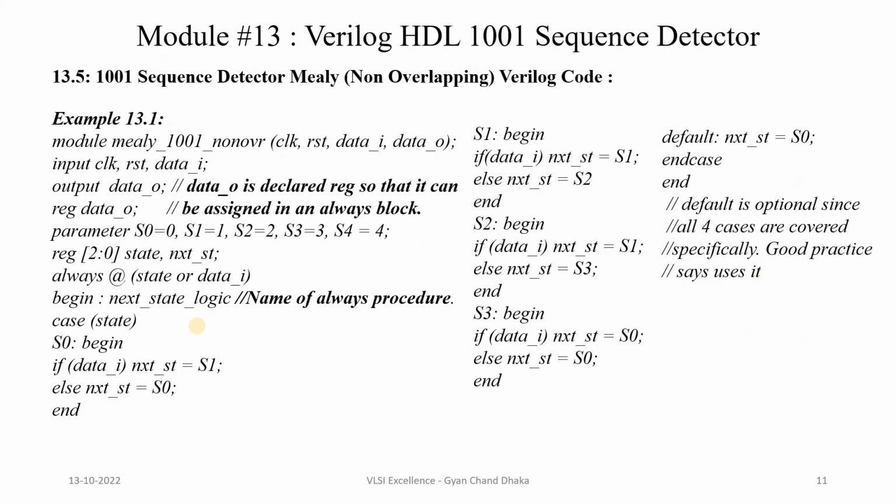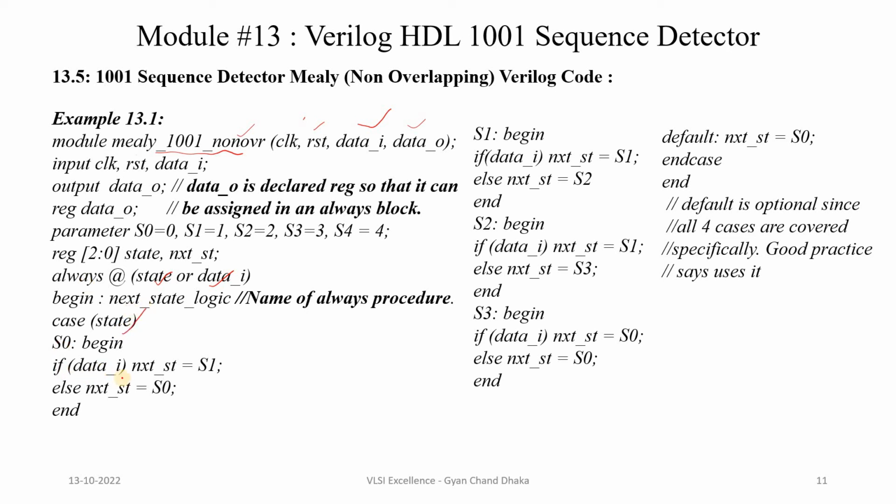Now let's see the Verilog HDL code for this FSM. Here we have the Mealy type of 1001 non-overlapping sequence detector. The clock, reset, data in and data out are our ports. Here we first code our next state logic, where we have the state and data input in the sensitivity list of the procedural block.